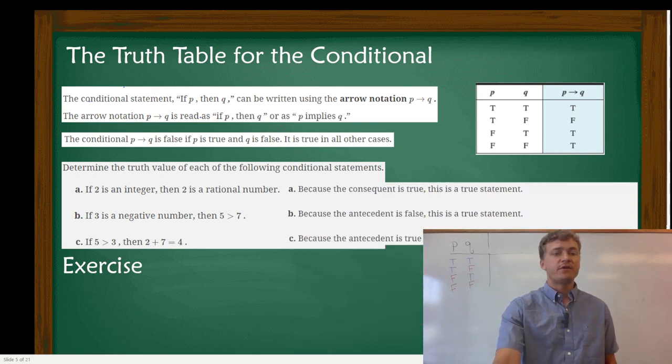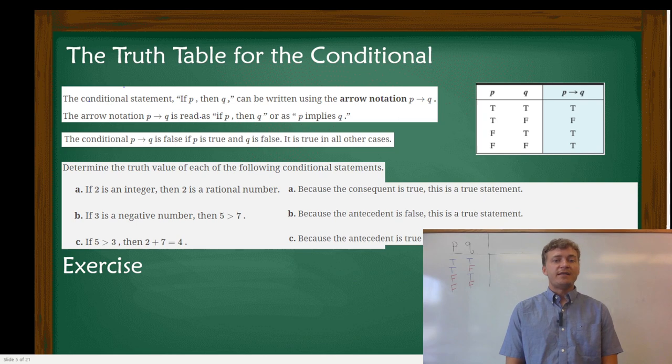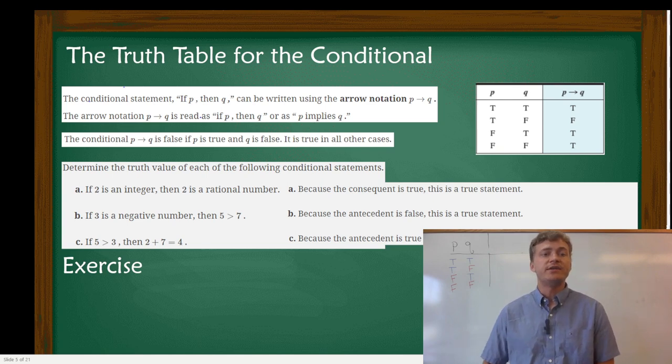Consider part A first. The antecedent and the consequent, are they true or are they false? Well, in this case, it really just depends on the consequent. If the consequent is false, we need to determine if the antecedent is true. Nevertheless, for part A, 2 is an integer, so that's true.